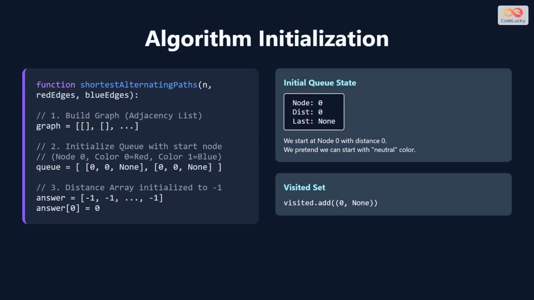Let's set up our algorithm. We will use a queue for BFS. We initialize it with node 0. Since we start at node 0, we can theoretically move to either a red or blue neighbor first, so we can treat the start as having arrived from neither, or add both possibilities to our queue.